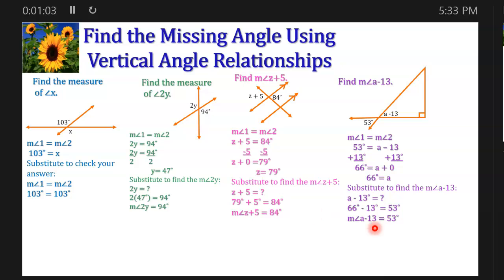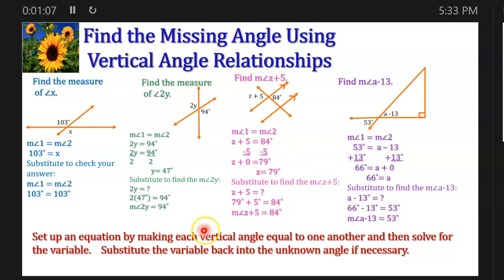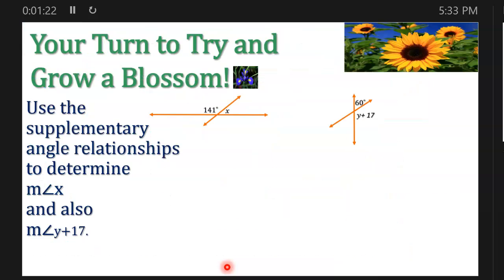So the measure of angle a minus 13, this angle, is 53. All right, so set up an equation by making each vertical angle equal to one another. This is different than the supplementary. With supplementary, we added them and made them equal to 180. This one, we're just making the angles equal to one another. And then solve for the variable. Substitute the variable back into the unknown angle if necessary.